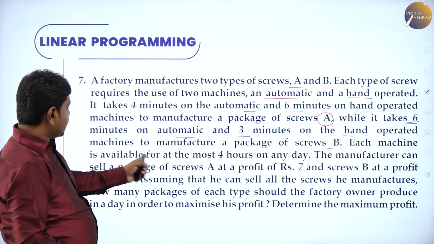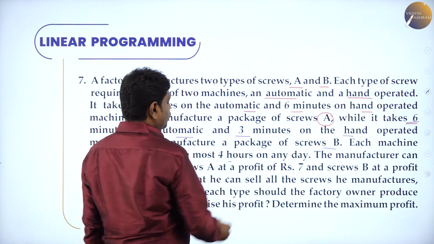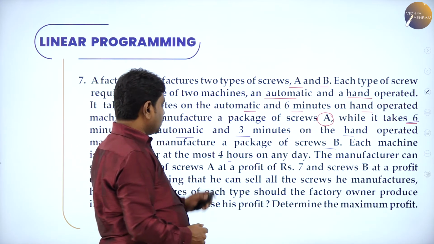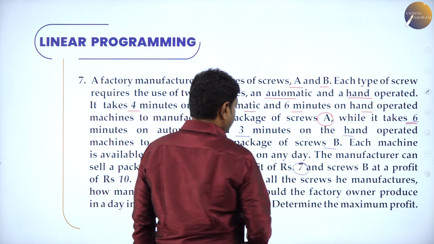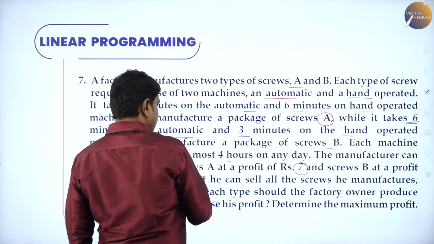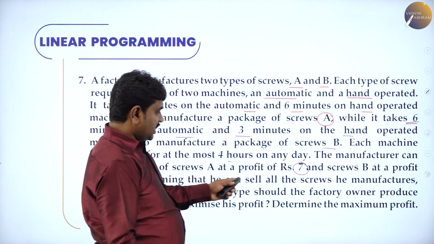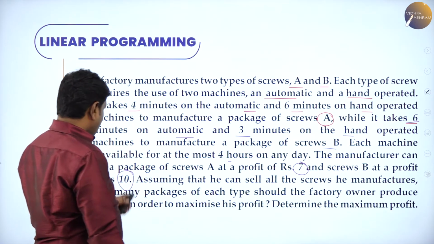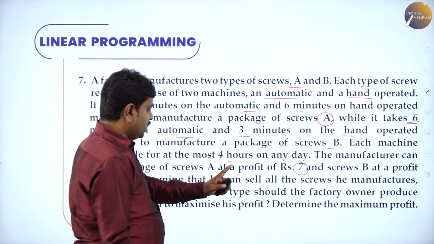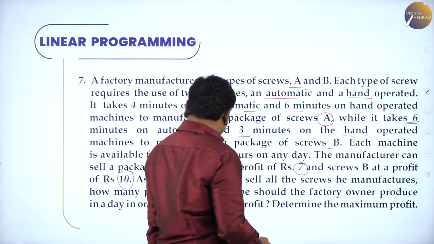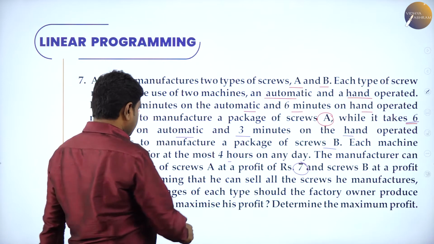Now each machine is available for at most 4 hours on a day, and the manufacturer can sell a package of screws at a profit of 7 rupees for package A, and he'll get a profit of 10 rupees on package B. Assume that he can sell all the screws he manufactures. How many packages of each type should the factory owner produce in order to maximize his profit?